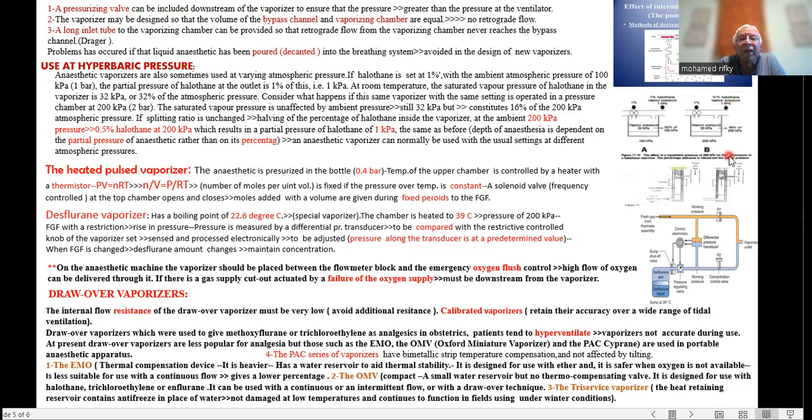So we find that the concentration will be decreased from 32 from the 200 to be 16, but the partial pressure, as long as we are setting the dial on one, will be released in 1%, but the concentration will be half, only half percent. And anesthesia works in the brain by the partial pressure, simply speaking.